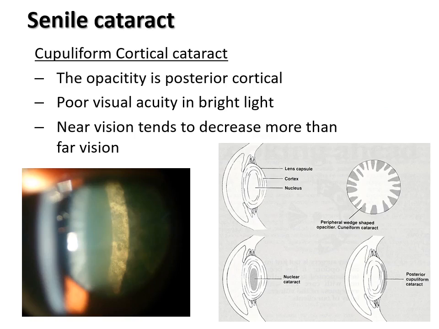The other type of cortical cataract is the cupuliform cortical cataract. In this type, the opacity is posterior subcapsular. There is poor visual acuity in bright light, and the near vision tends to decrease more than the far vision.